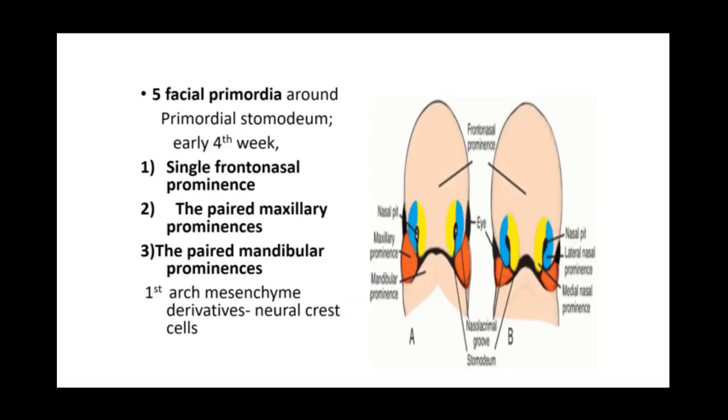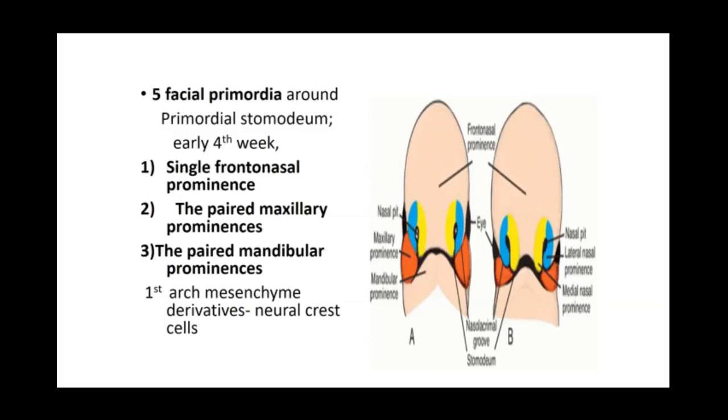So the initial portion that is there is the frontomedial. That is why it is called the frontonasal. Frontal is your part which is going to develop into the part of the nose and the frontal prominence. And these small pits are the nasal pits, or the olfactory pits.